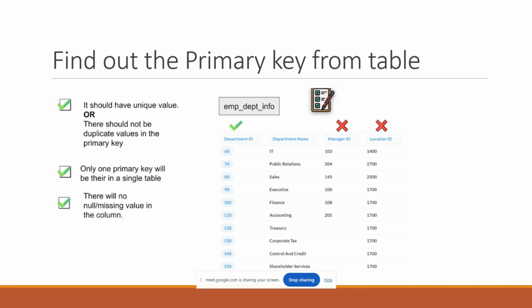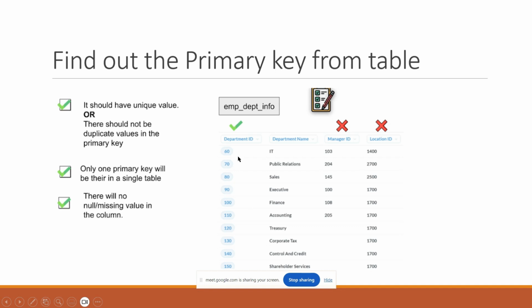But in general, if anybody is asking you in an interview, you should tell them that there should be one primary key per table. Clear? So what are the requirements for identifying the primary key? Suppose they have given you this table and ask you to tell which one is the primary key. There are some rules for identifying the primary key. So first rule, it should have unique values.